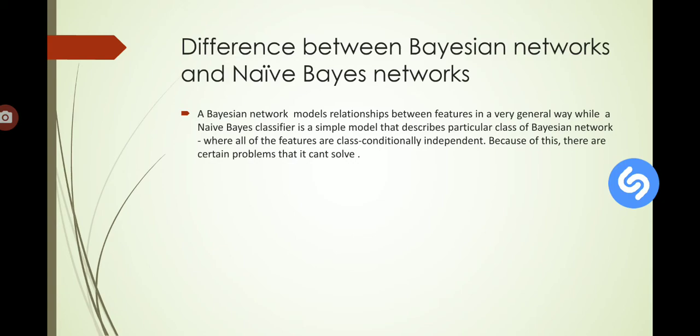The difference between Bayesian networks and naive Bayes networks. A Bayesian network models relationships between features in a very general way, while a naive Bayes classifier is a simple model that describes a particular class of Bayesian network where all features are class conditionally independent. Because of this, there are certain problems that it can solve.